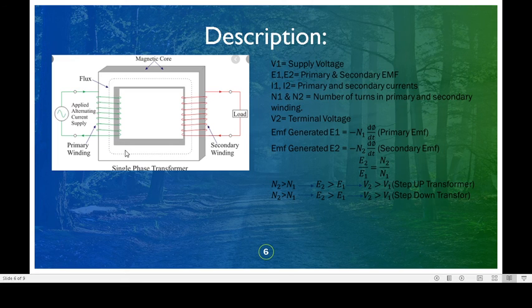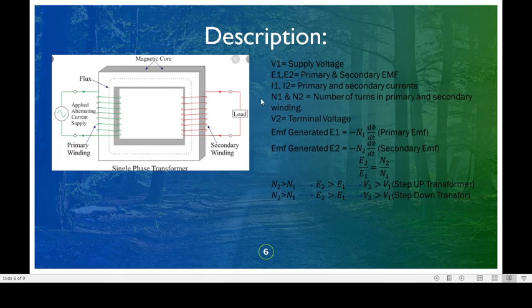Similarly, the flux links with the secondary winding and its turns, and so by Faraday's law, the secondary induced EMF E2 is generated, which is equal to minus N2 d phi by dt. From this figure, we can say that the same flux is linked with the primary winding and the secondary winding. So d phi by dt in both the primary and secondary would be the same, and therefore E2 by E1 is equal to N2 by N1.